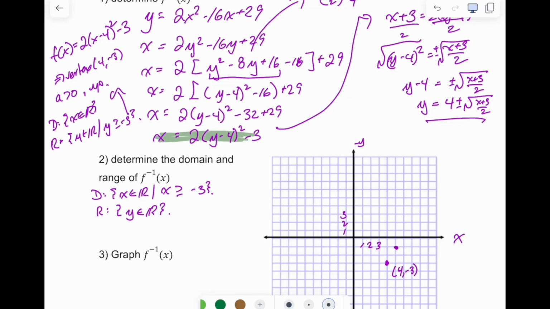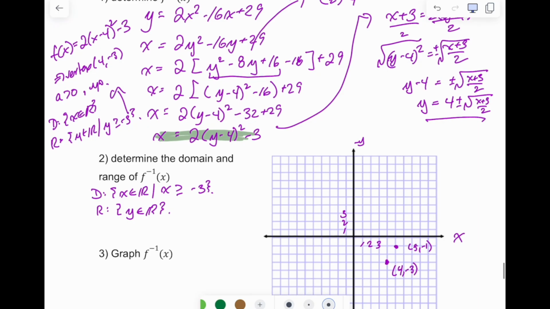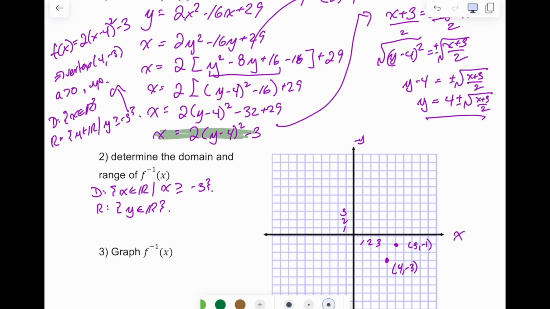So (5, -1). And I'm pretty sure I should get a similar one at -1 on the other side. But I'm going to do the math again, just to make sure I'm correct. So here I'm going to get 3 minus 4, which is going to be -1. -1 squared is 1. 1 times 2 is 2, minus 3 is -1 as well. So good, I double checked my math there. And there's my parabola of f of x.